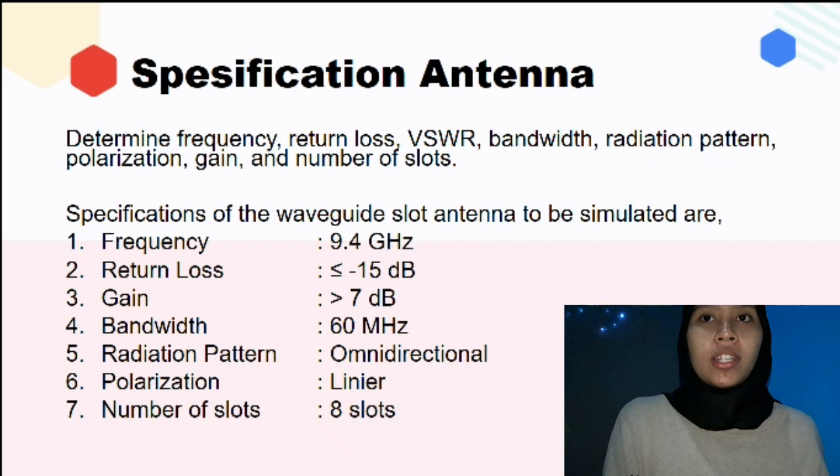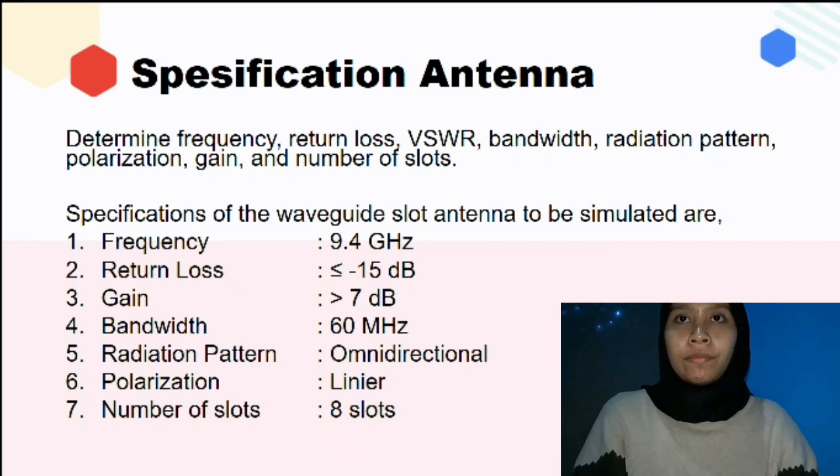Number 2, return loss less than or equal to minus 15 dB. Number 3, gain more than 7 dB. Number 4, bandwidth 60 MHz. Number 5, radiation pattern omnidirectional. Number 6, polarization linear. Number 7, number of slots: 8 slots.